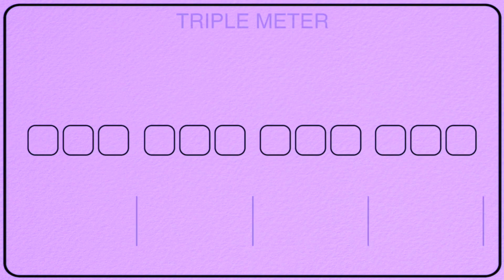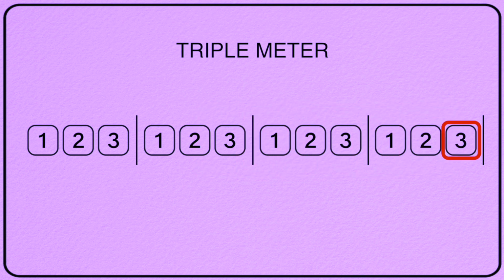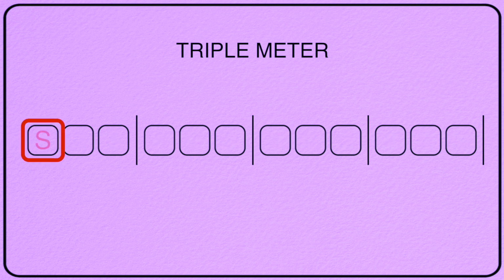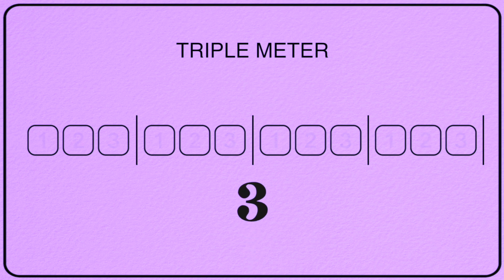All right, moving on to triple meter. Now we group the beats in patterns of 3. 1, 2, 3, 1, 2, 3, 1, 2, 3, 1, 2, 3. Once again, the first beat of each measure is the strong one. Strong, weak, weak, strong, weak, weak. So we have more of a waltz feel this time. 3 beats in every measure, so the top number in the time signature is now 3. And if we give a quarter note to each beat, the bottom number of our time signature is 4.